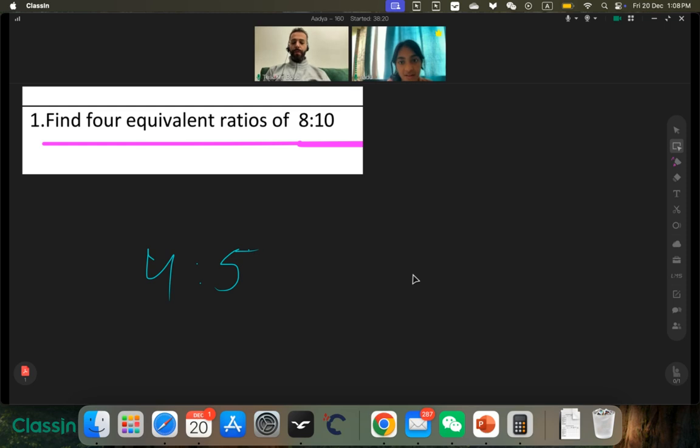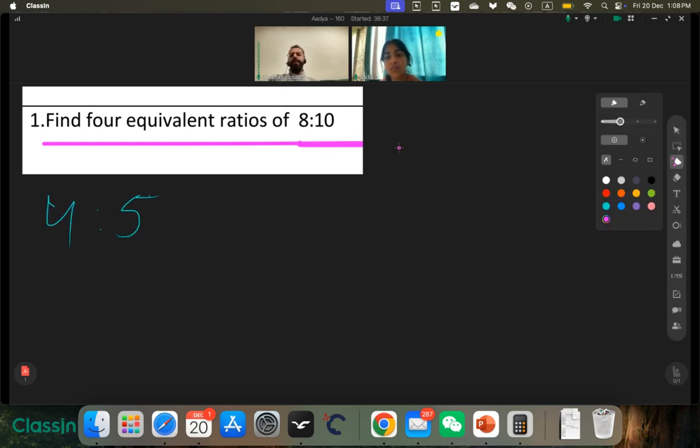Does 4 come in any other table? You don't need the 4. You just need to look at 8, 10. Or look at the 4, it doesn't matter. But 4 to 5 is the first one. Now, the second one. Multiply 8 by 2 and 10 by 2. Multiply 8 by 3 and 10 by 3. Multiply 8 by 4 and 10 by 4. It's that easy.